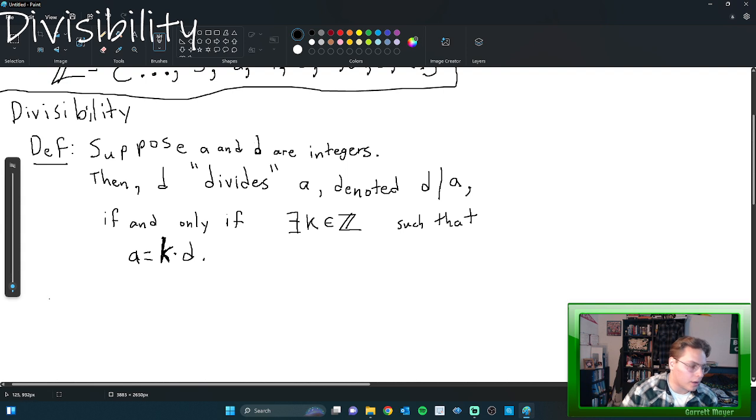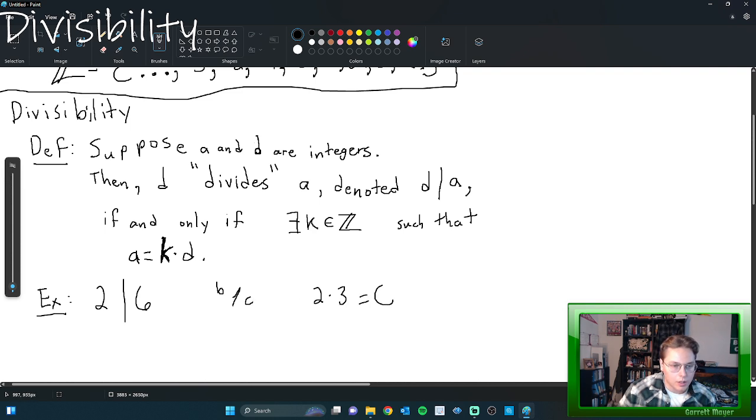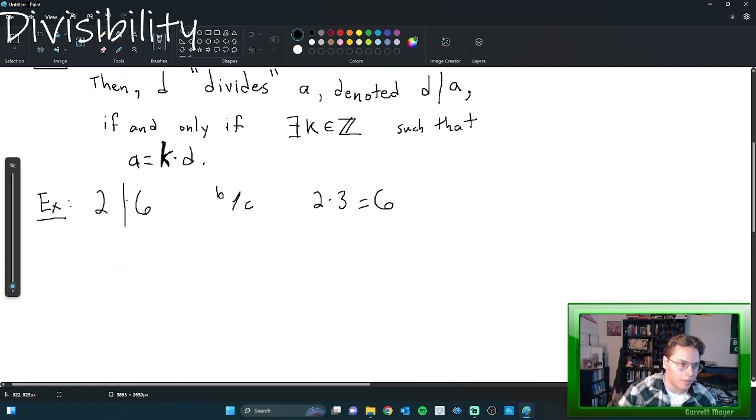So let's see an example. As an example, 2 divides 6 because 2 times 3 equals 6. So 2 divides 6, 2 is a factor of 6, all that sort of thing. Additionally, 5 divides 70, because 5 times 14 equals 70. So there's some integer that you can multiply 5 by to get 70.